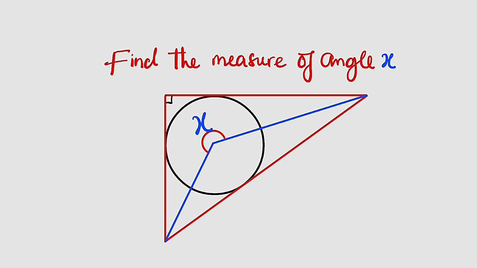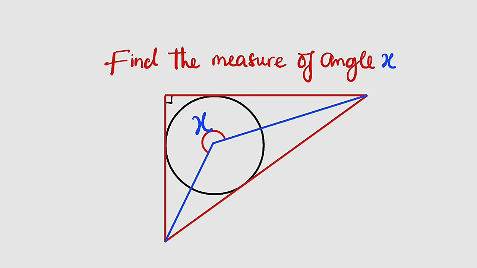Let's get started. First of all, let us study the diagram. If you observe, this is a right angle triangle because we have an angle of 90 degrees right here. We also have an inscribed circle. Why is it an inscribed circle? Because all the sides of this triangle are touching the circumference of the circle.